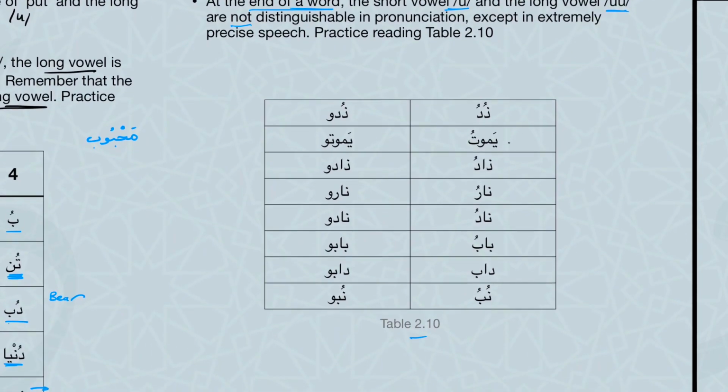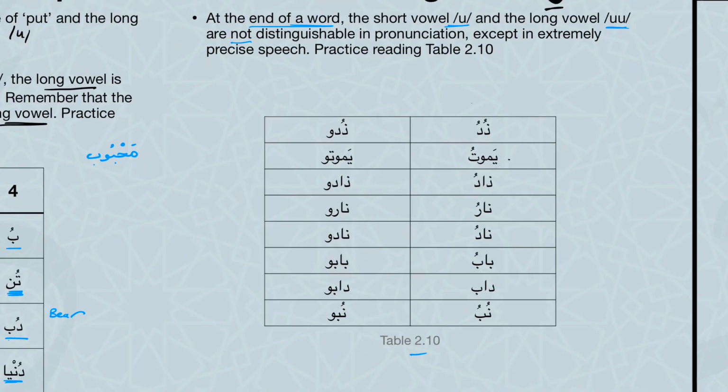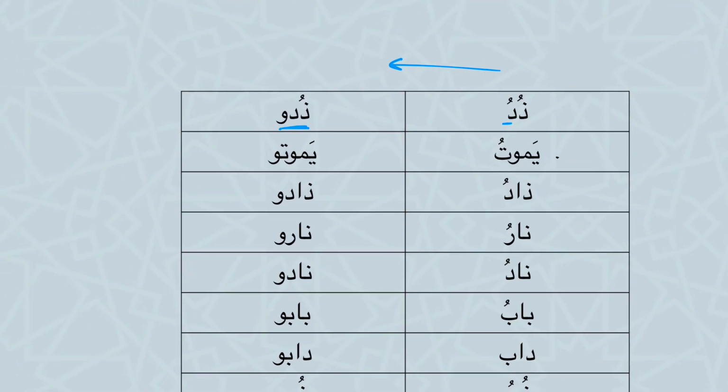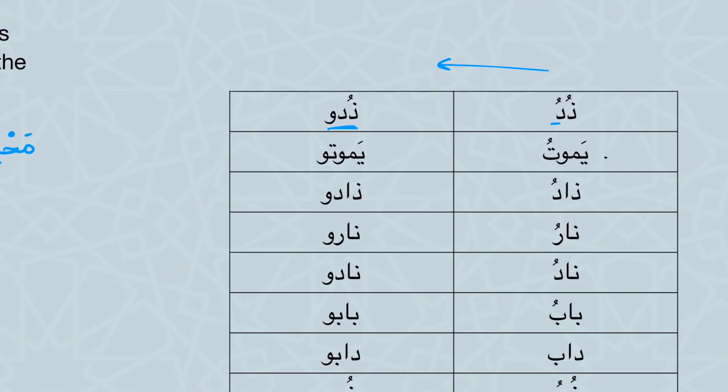Table 210 here, it would start from right to left because Arabic. If I were to pronounce this, I want you to really pay close attention to the final dhamma. How would I pronounce this? Dal has a dhamma, so it's zudu, zudu, zudu. But here, how would I pronounce it? Zudu, zudu. Again, let's contrast. So I'm trying to be careful in my speech here.